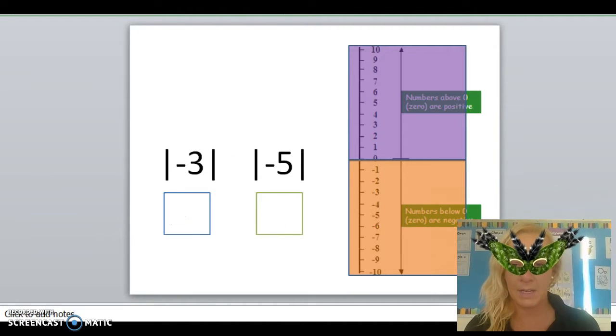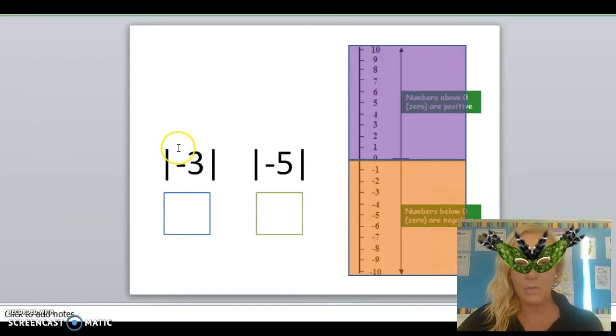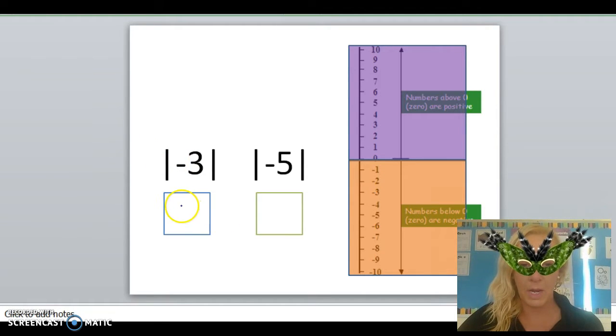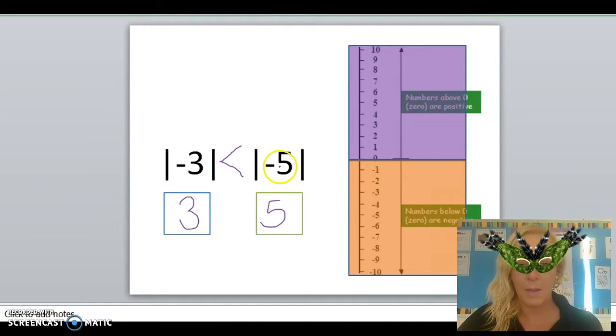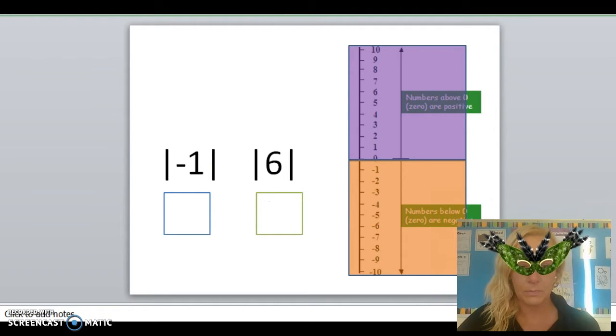Now let's look at this slide here. The absolute value of -3 is 3. The absolute value of -5 is 5. 3 is less than 5. Therefore, the absolute value of negative 3 is less than the absolute value of negative 5. So these boxes are here to help you show your work and understand these numbers.